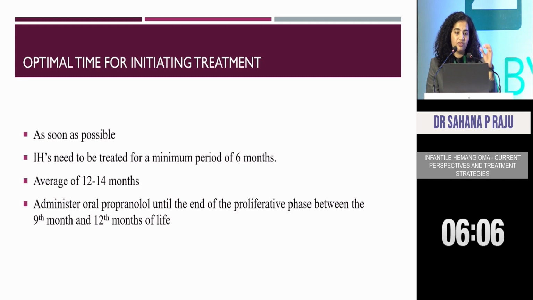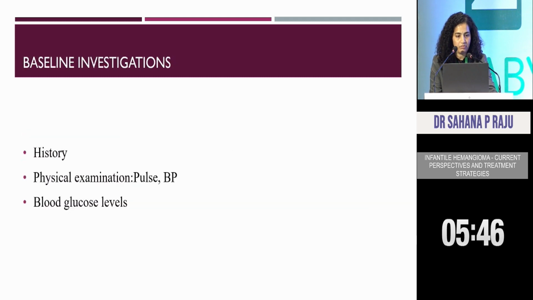It should be given for a minimum period of 6 months before you discard it and you shift to something else. Ideally, till when should oral propranolol be used? Until there is complete regression, but we don't follow that anymore. At least until the end of the proliferative stage or until the hemangioma stops growing, which is 9 to 12 months of age. That is till when we administer oral propranolol.